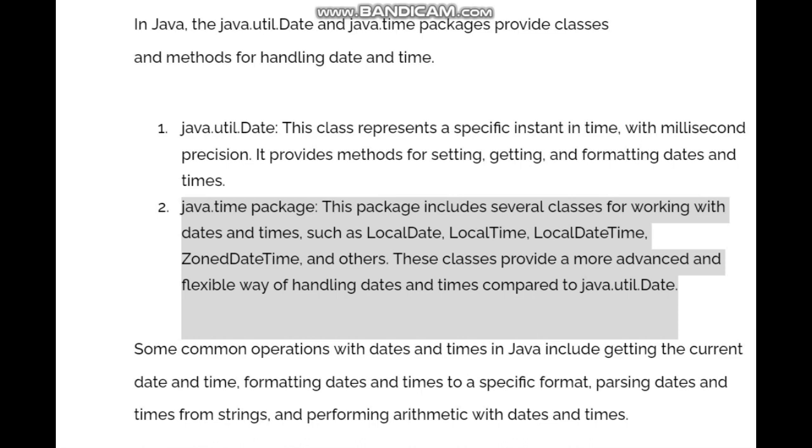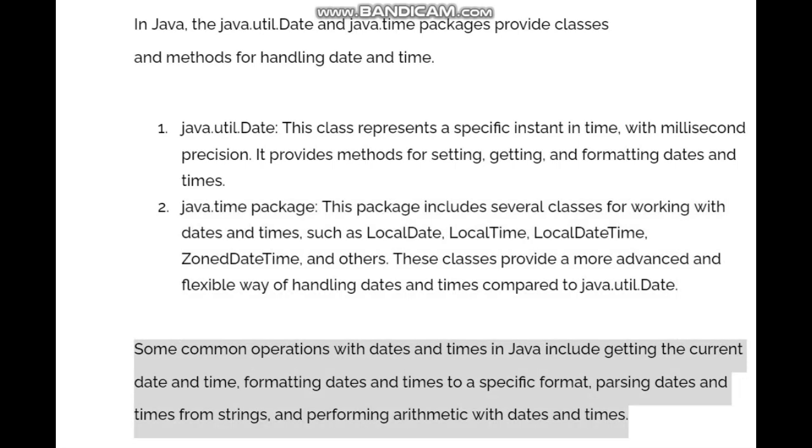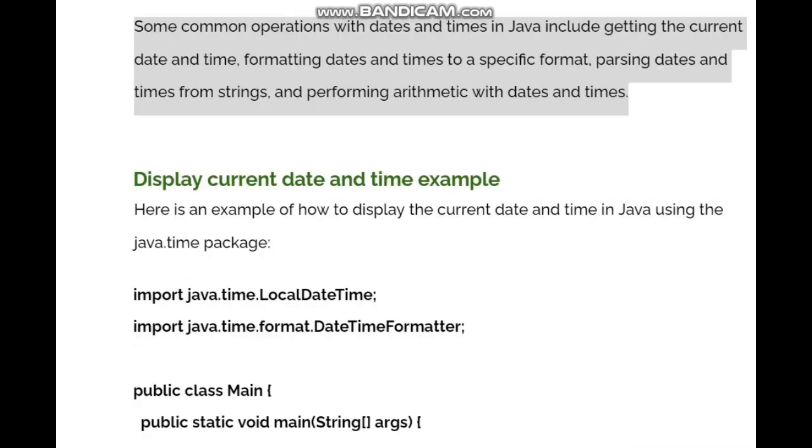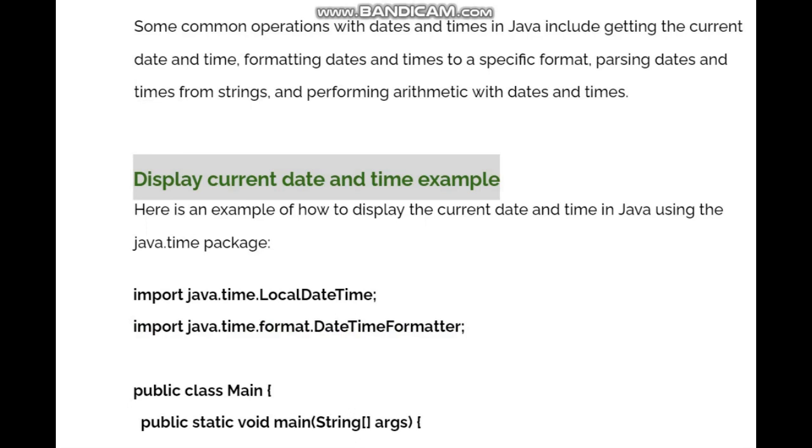Some common operations with dates and times in Java include getting the current date and time, formatting dates and times to a specific format, parsing dates and times from strings, and performing arithmetic with dates and times. Display current date and time example. Here is an example of how to display the current date and time in Java using the java.time package.